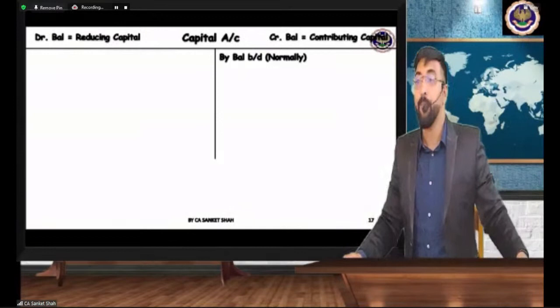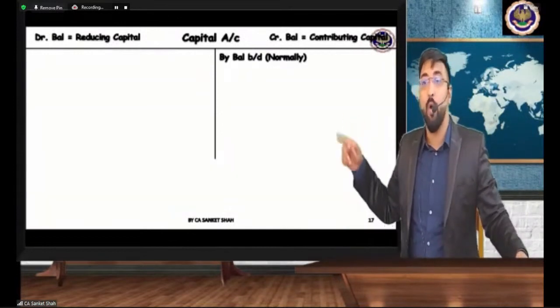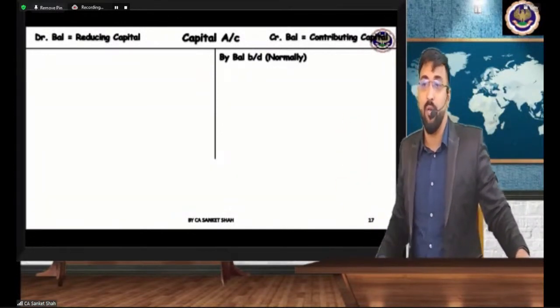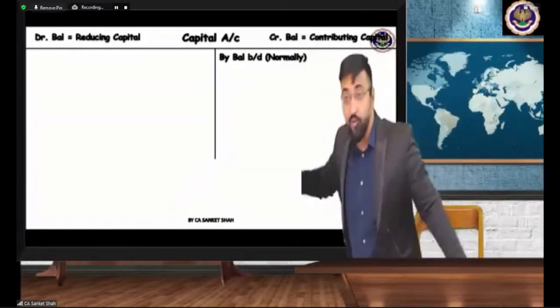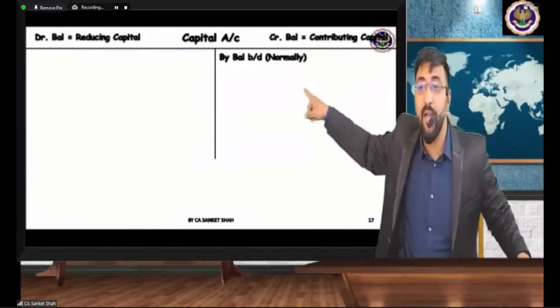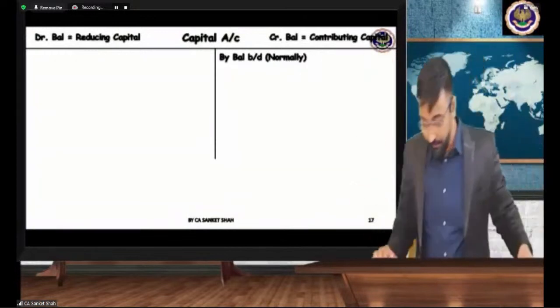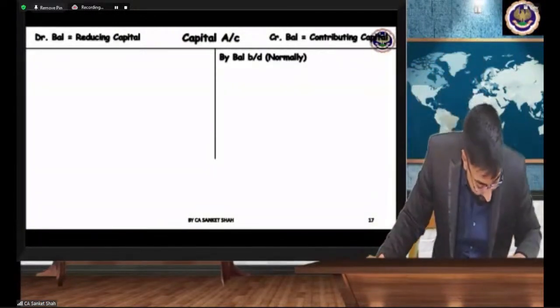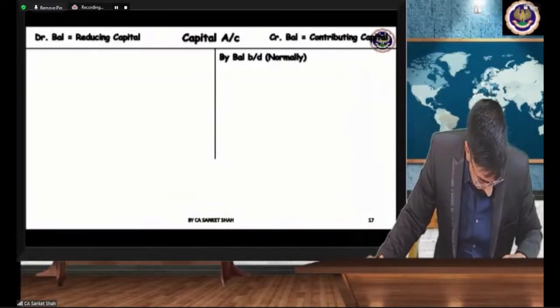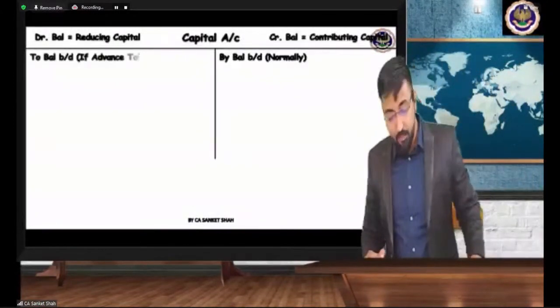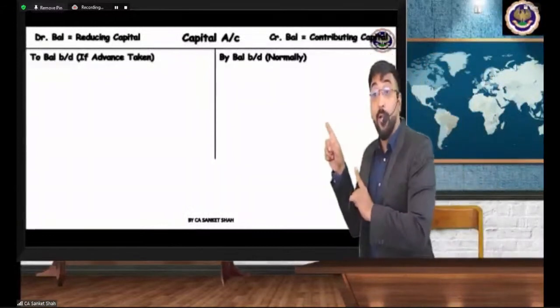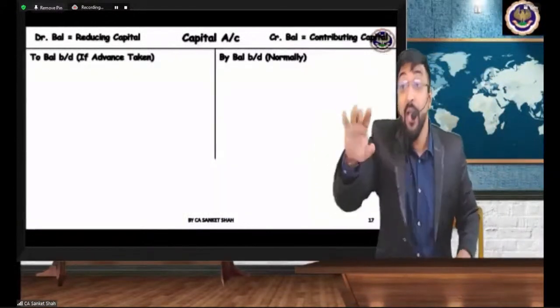Yes. So by balance brought down. So everyone, capital account, credit contributing, debit reducing. So capital reducing means debit, credit means contributing. So we have to understand by balance brought down, and to balance brought down if advance is taken. Remember, if advance is taken.